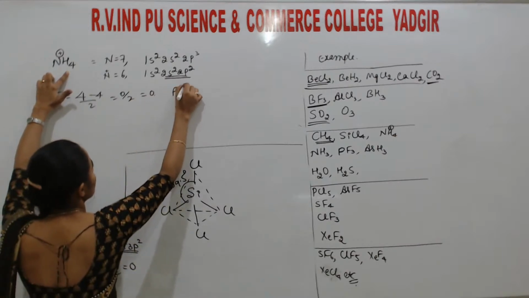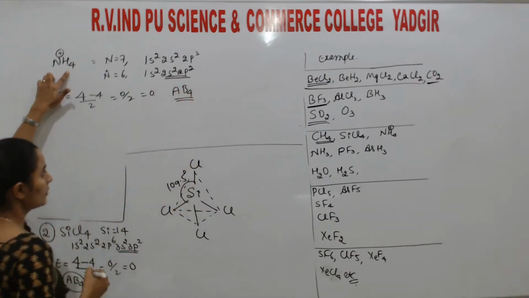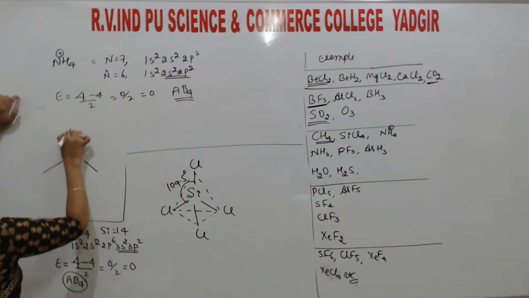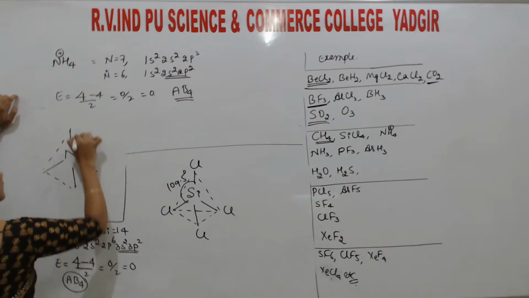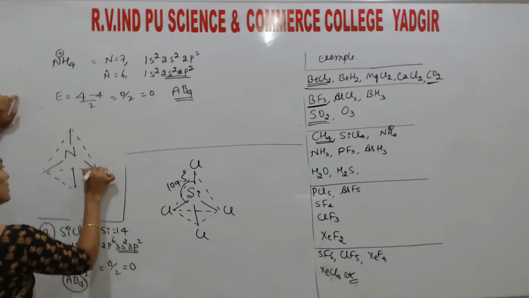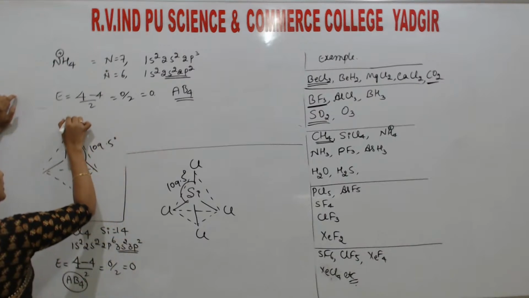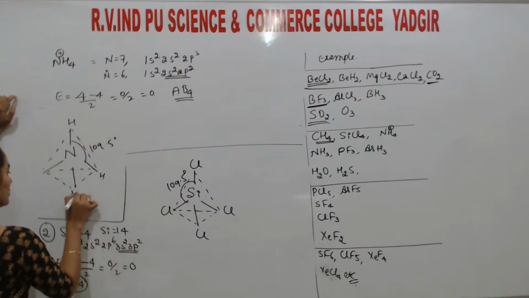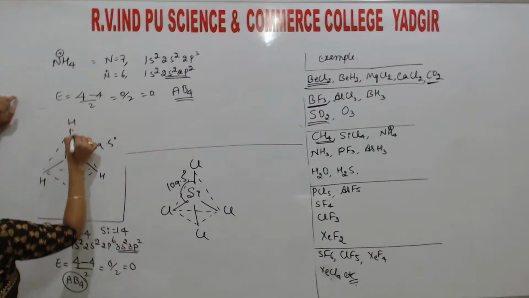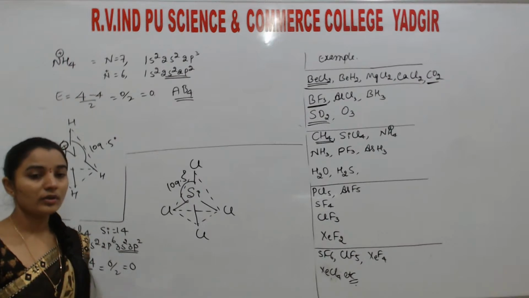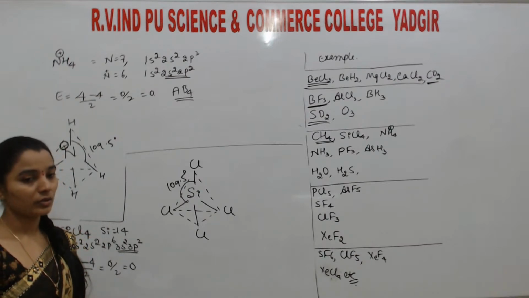The molecule is AB4 type. So students, nitrogen is here. So this is tetrahedrally bonded like this, 109.5 degrees. This is H, H, H, H. So this complete nitrogen gets the positive charge. This is how to find out the structure of the molecules.